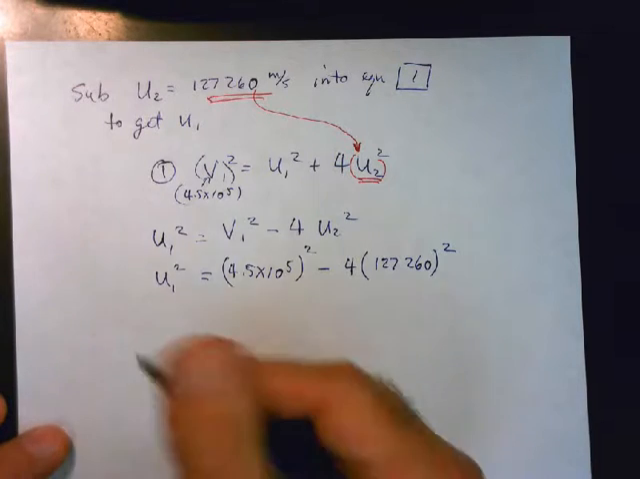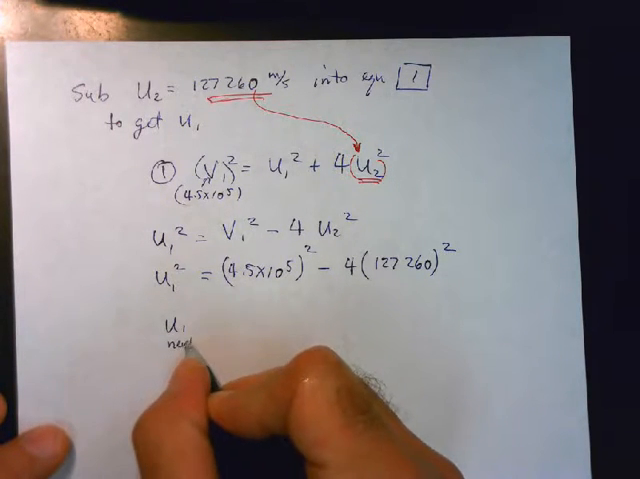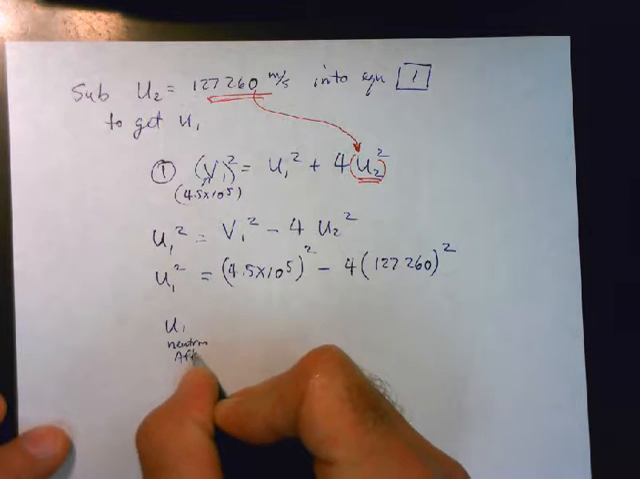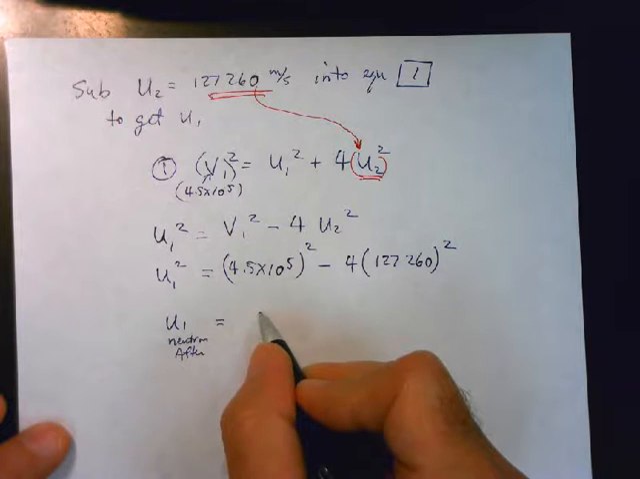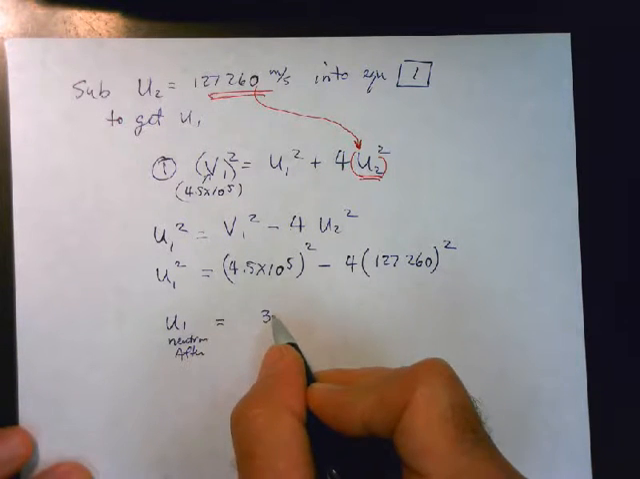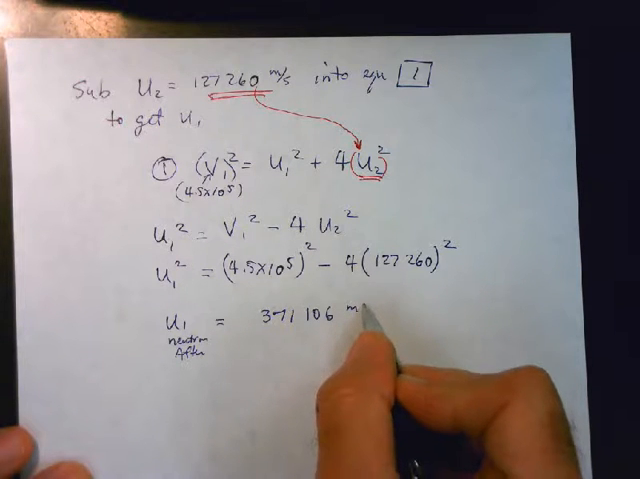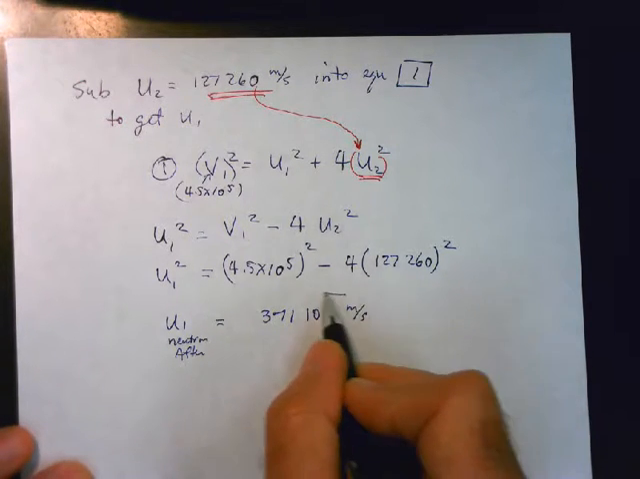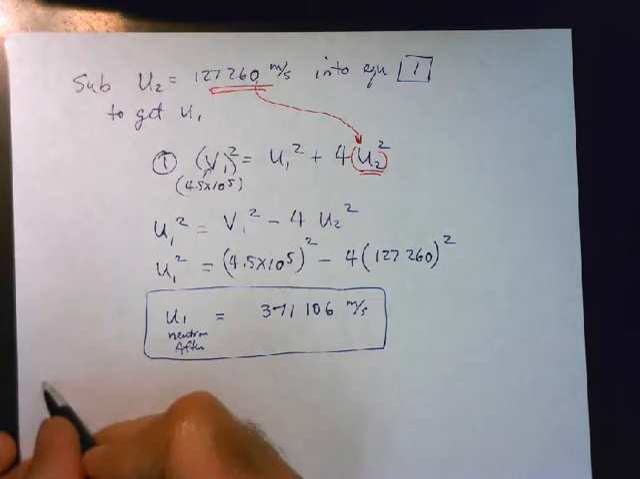So, what do we get? Well, if we go ahead and do the math, that would be the neutron speed after collision. It turns out that's equal to 371,106 meters per second. So we got another answer. Good.